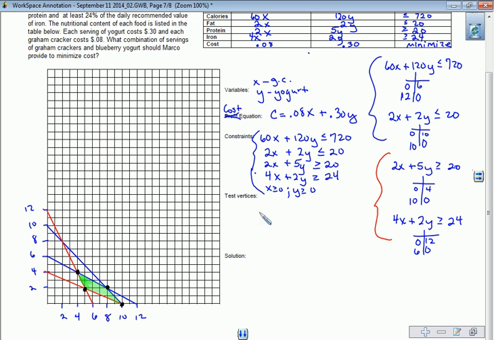Okay, so my test vertices are the points 5, 2, 4, 4, 8, 2, and 10, 0. So if you guys will test those by plugging them into our cost equation, which we are trying to minimize because our objective function is to minimize cost.